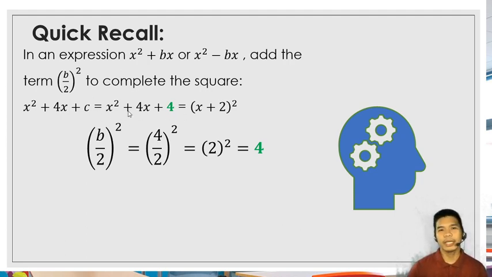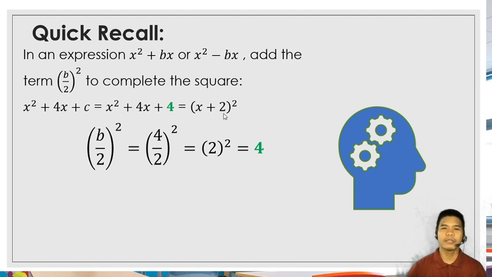So para maging square of binomial yan, sundan lang natin to. So para makuha tong first term na x, galing yan dito, kukunin lang natin yung square root ng x squared. So ang square root ng x squared is x. Tapos yung sign natin dito, masusunod kung ano yung sign ng middle term. Ang sign ng middle term ay positive or addition. So addition din siya dito.